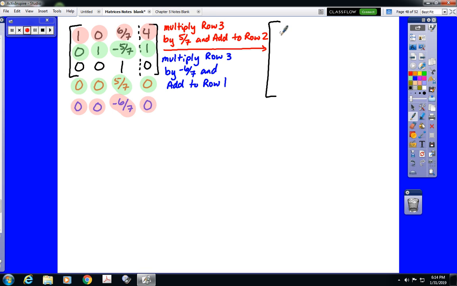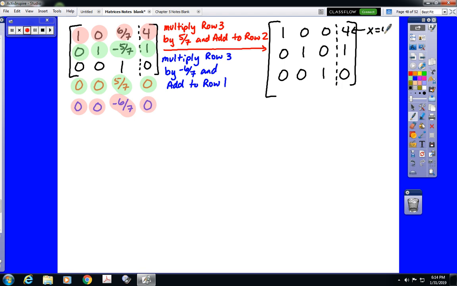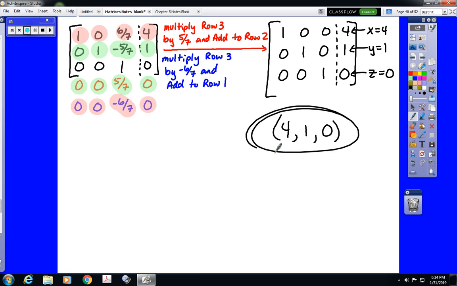My new first row will be 1, 0, 0, 4. My new second row will be 0, 1, 0, 1. And my third row will remain 0, 0, 1, 0. So notice I now have the identity matrix to the left of the line, which tells me that x is 4, y is 1, and z is 0. And my answer, which has to be written as an ordered triple, would be (4, 1, 0). That does it for this video over augmented matrices.